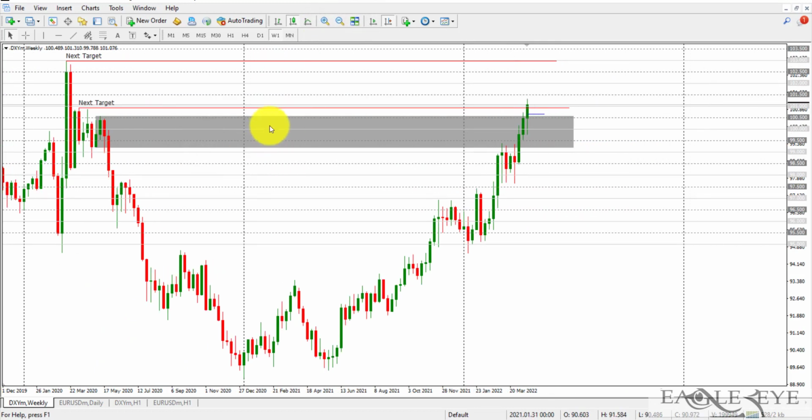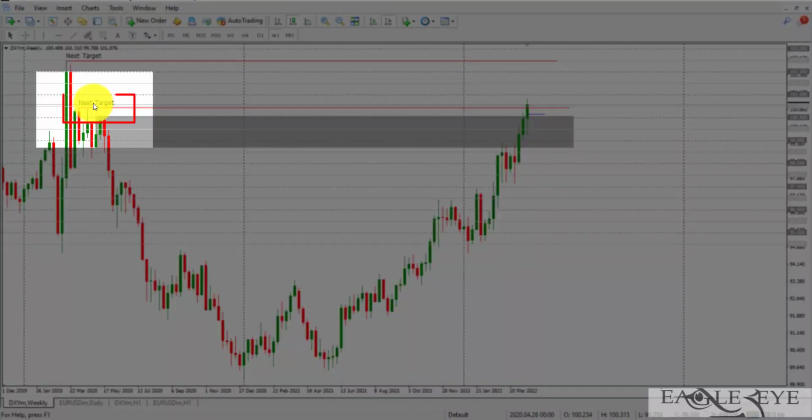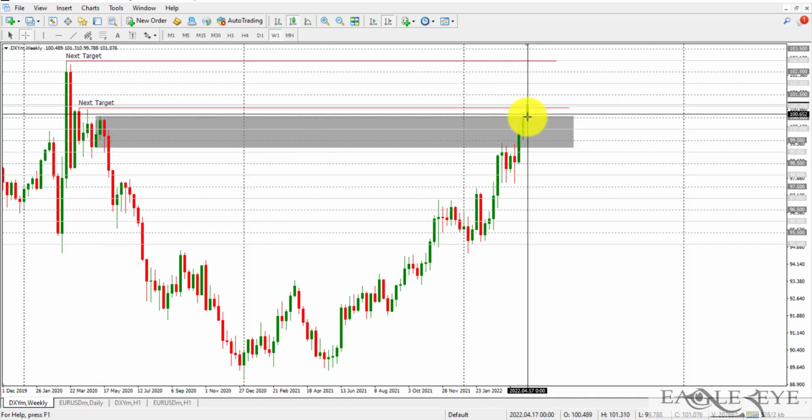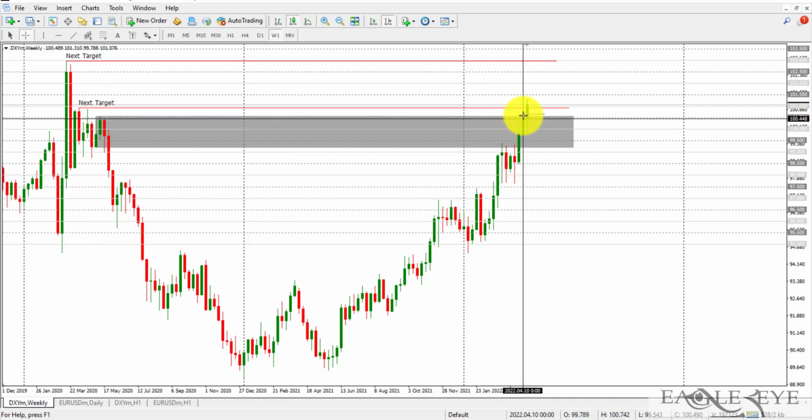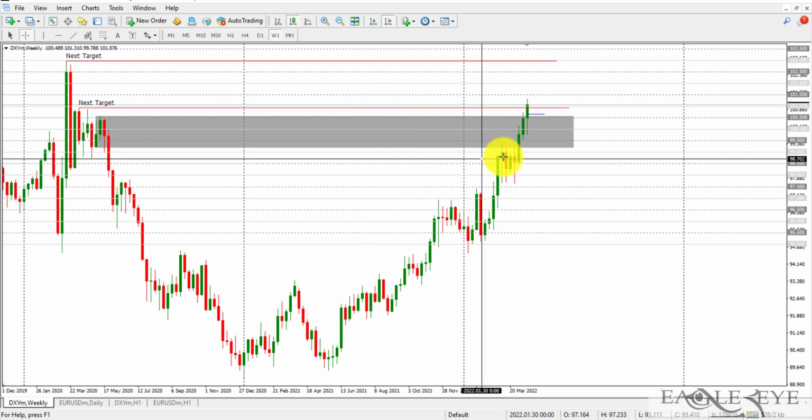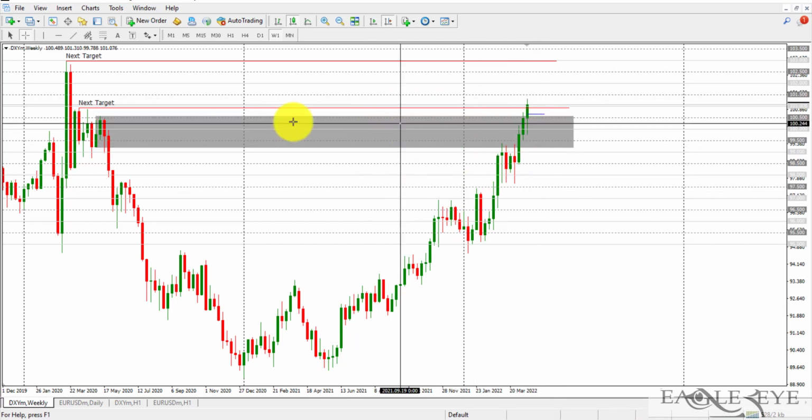From the past week video that I did, I was expecting this particular high, where I've written the next target, this particular area to be reached into, as the next target after we took out this high this past week on this very candle. Okay, so this is the weekly chart.